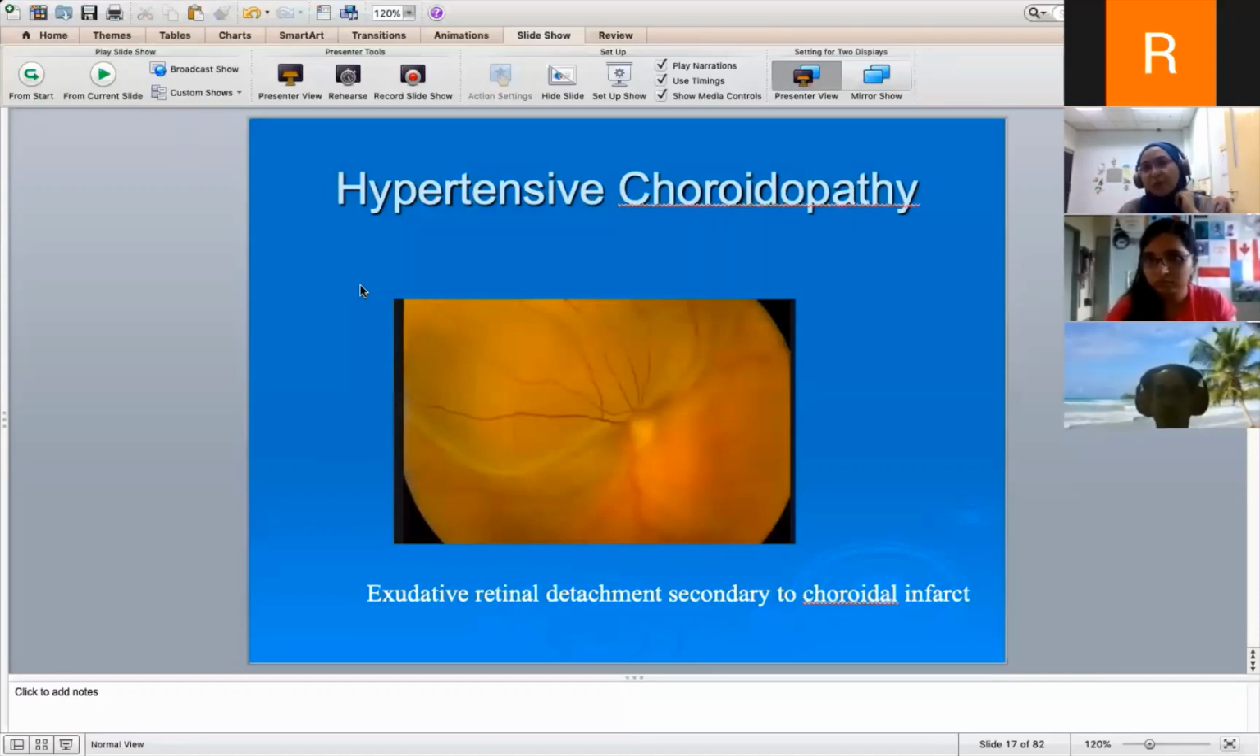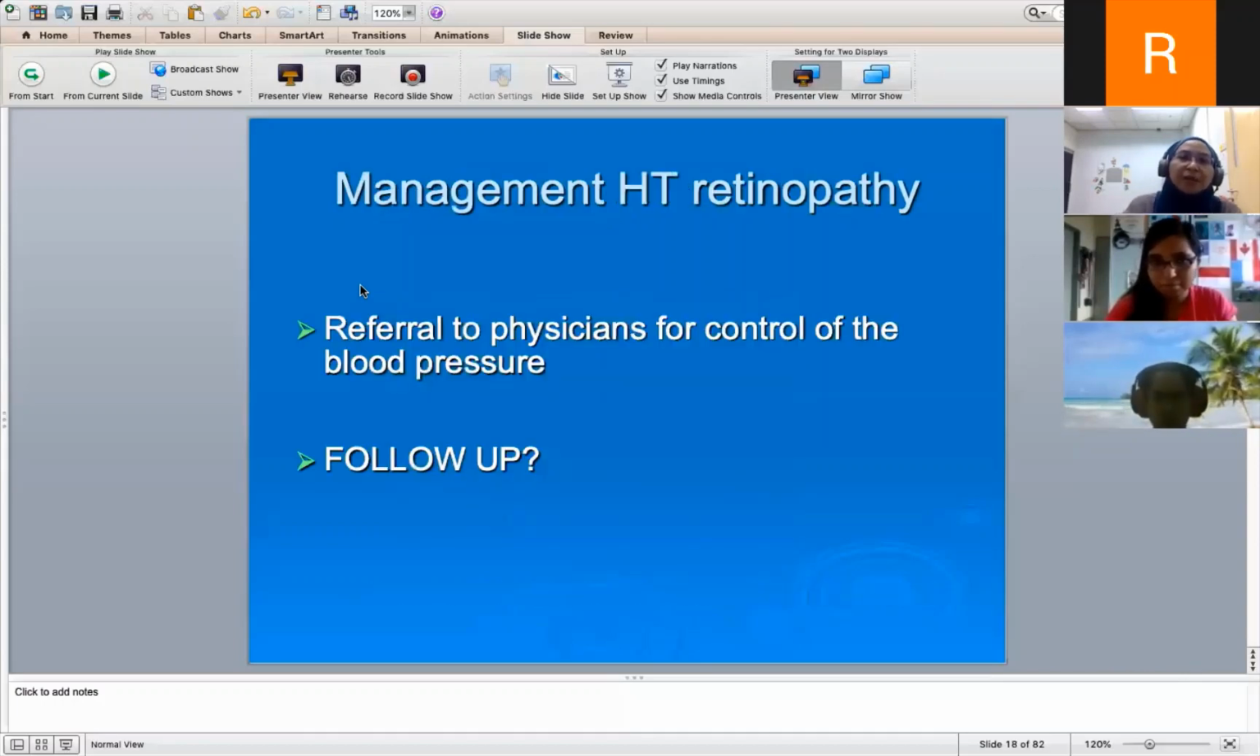But what you need to do, you don't need surgery. Just control the blood pressure. Okay, now how do we manage them? We refer the patient to the physician. Admit the patient if the BP is not well controlled, and everything will resolve.